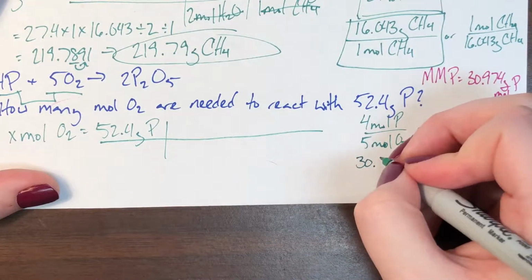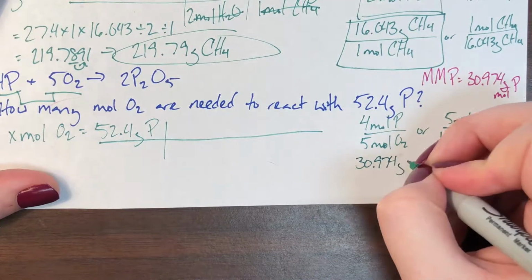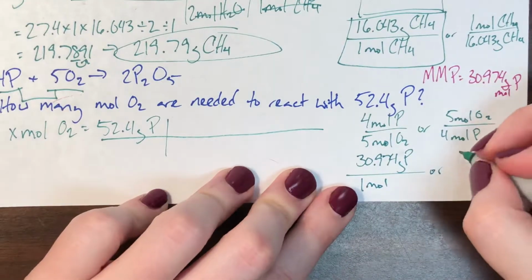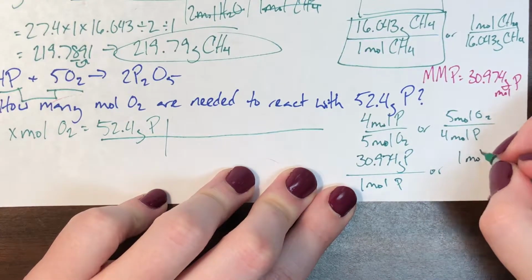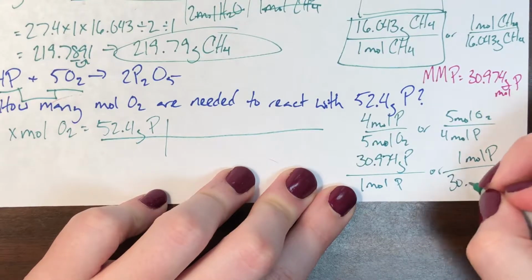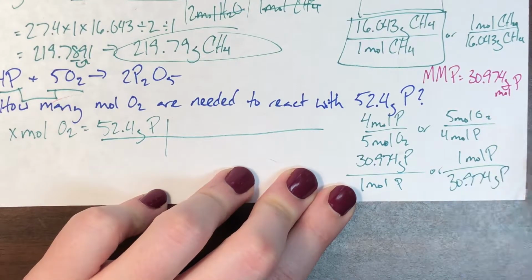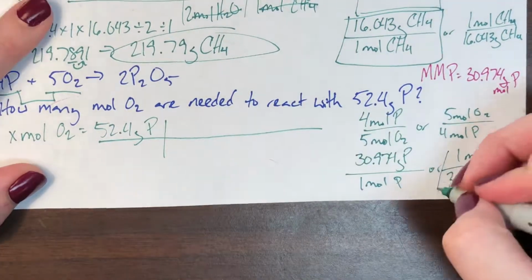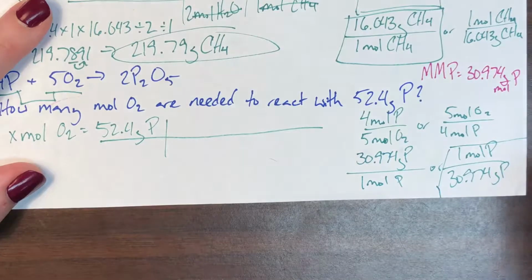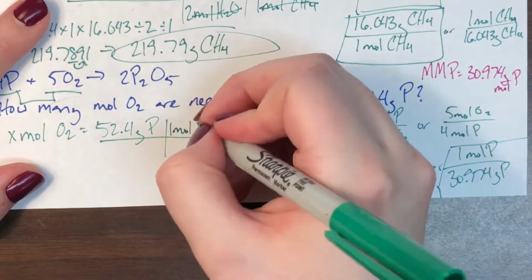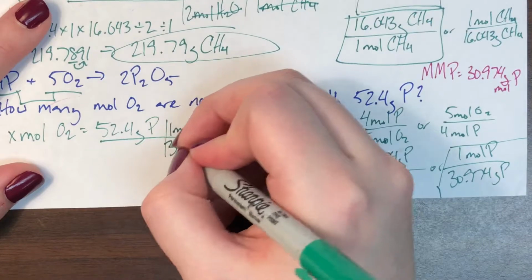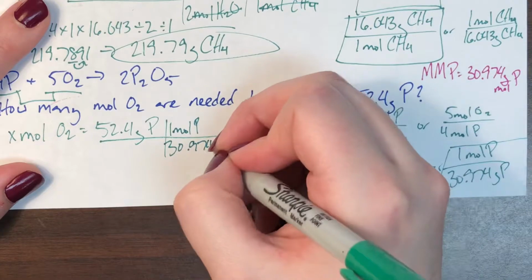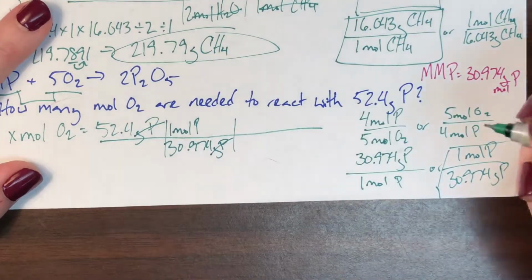So for every 30.974 grams of phosphorus, I have 1 mole. Or for every 1 mole of phosphorus, I have 30.974 grams of phosphorus. Now I'm going to pick the version that allows me to cancel out grams of phosphorus. That will be this second version. And I'll plug it in. 1 mole of phosphorus will go on top. The 30.974 grams of phosphorus will go on the bottom, allowing me to cancel out grams of phosphorus.